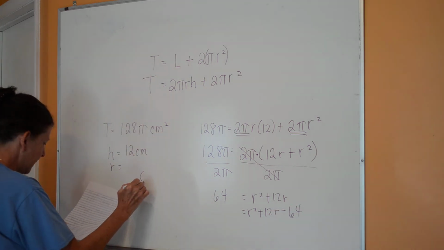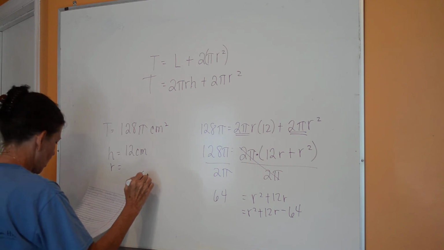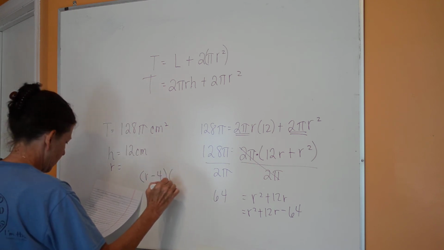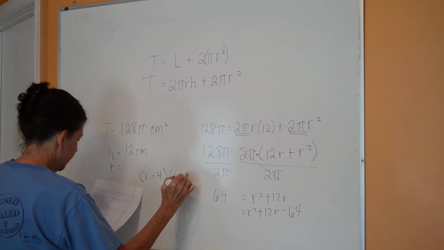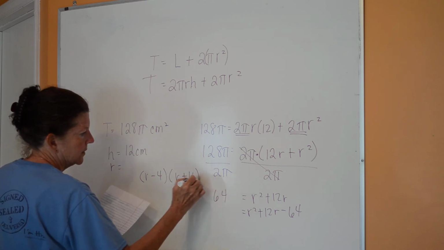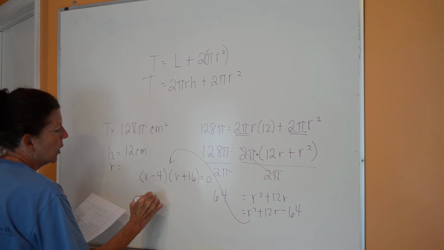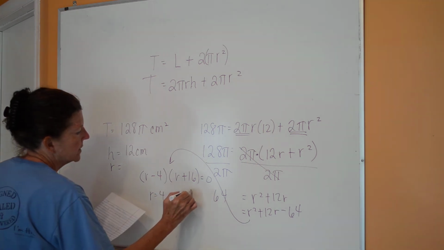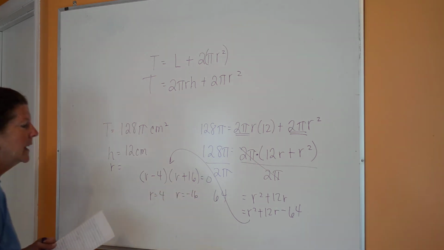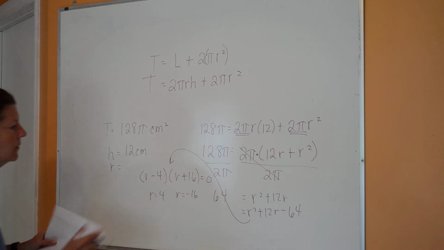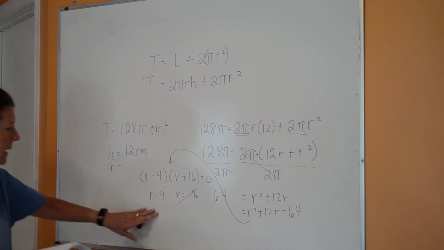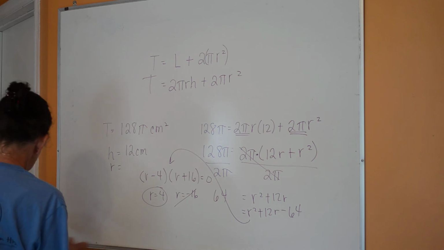I'm going to factor that, and I'm going to have r minus 4 and r plus 16 is equal to 0. In other words, I took that and factored it right there. So r equals 4, r equals negative 16. Well, I can't have a radius of a negative, so that's going to be eliminated, leaving me with just r equals 4.